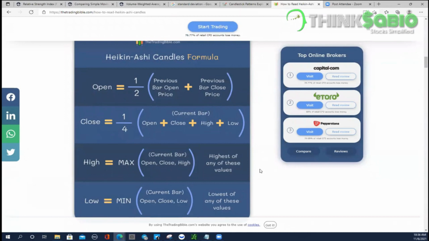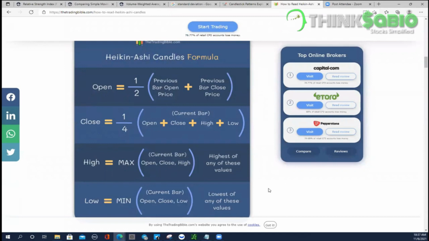Close equal to 1/4 of open plus close plus high plus low. That's the calculation. Do I really know this, or do I really have this in my mind? No, but if you really want, you can take a screenshot of my screen right now. This is how the Heikin Ashi is calculated. I will keep it for a minute here if someone wants to really look at the formula.